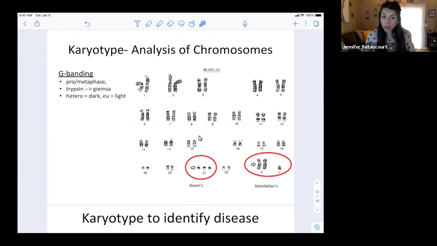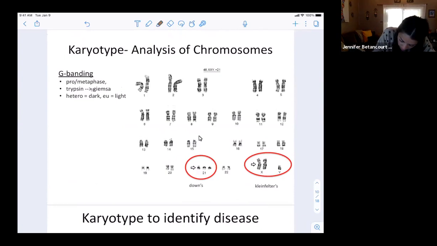So how do you do that? Well, the process is called G banding. Giemsa, I think. Giemsa? Okay. So here it is. I thought it was Giemsa. Okay, I'll have to look into it, but it's called G banding.